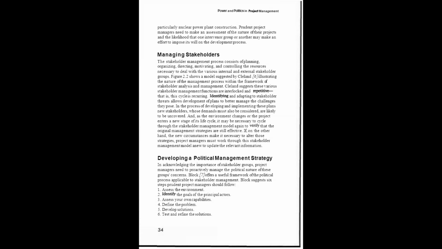In the process of developing and implementing these plans, new stakeholders whose demands must also be considered are likely to be uncovered. And as environmental changes occur and the project enters a new stage of its life cycle, it may be necessary to cycle through the management model again to verify that the original management strategies are still effective. If, on the other hand, the new circumstances make it necessary to change strategies, the project manager must work through this stakeholder management model anew to update the relevant information.